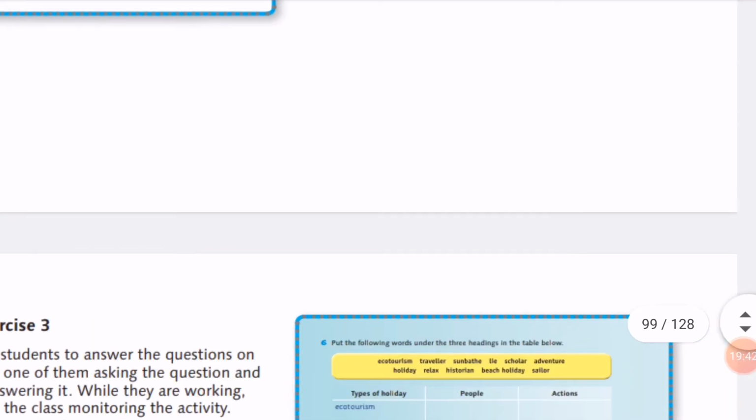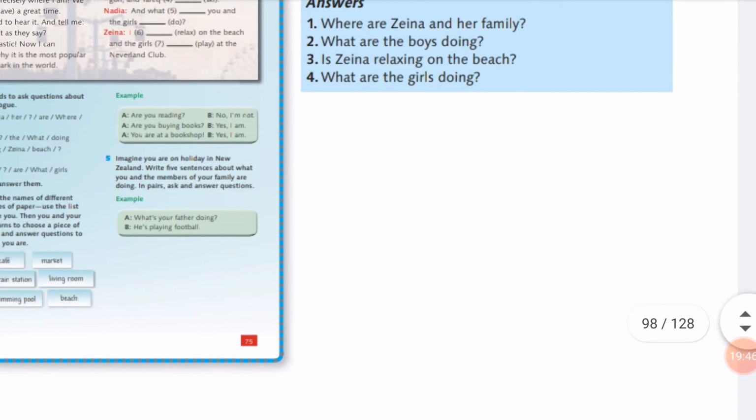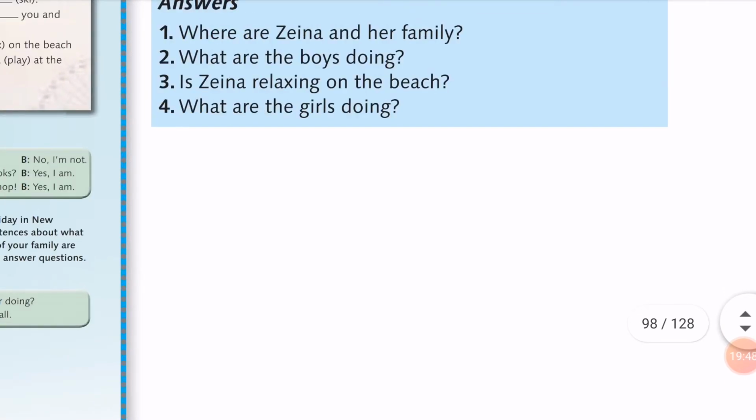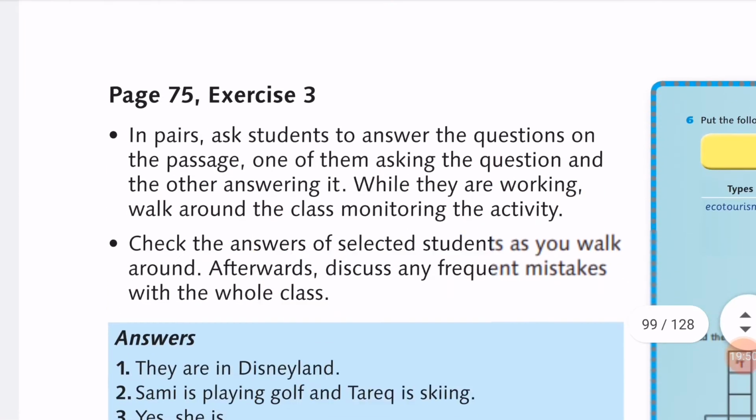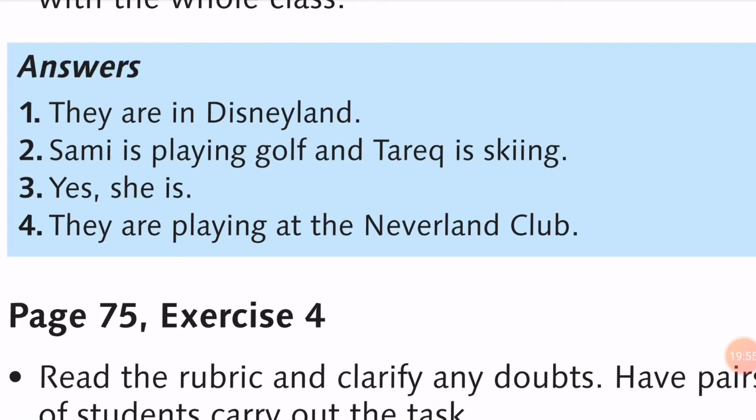Okay, the second question. What are the boys doing? Sammy is playing golf and Tarek is skiing.